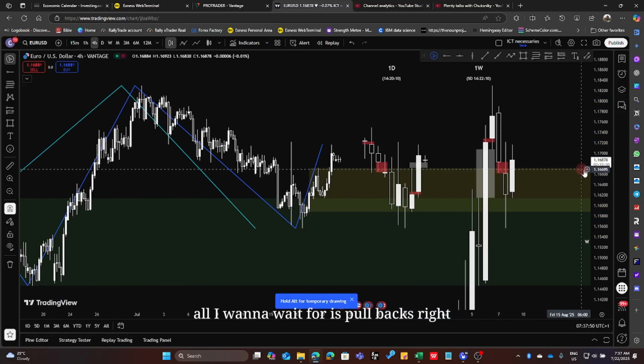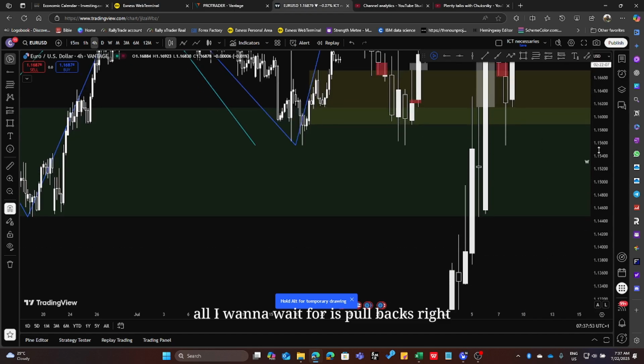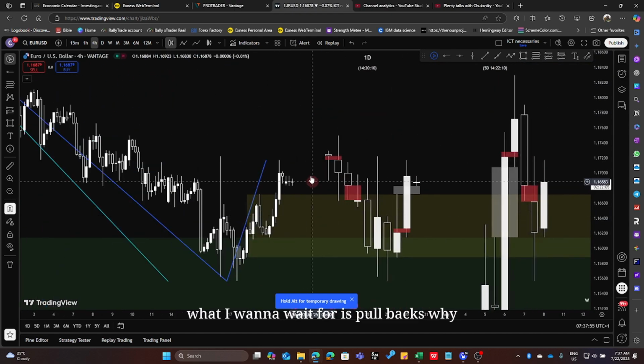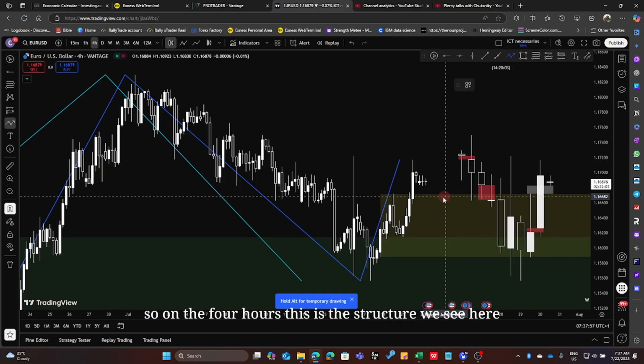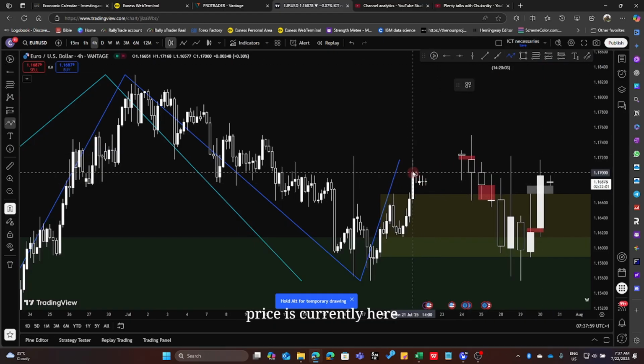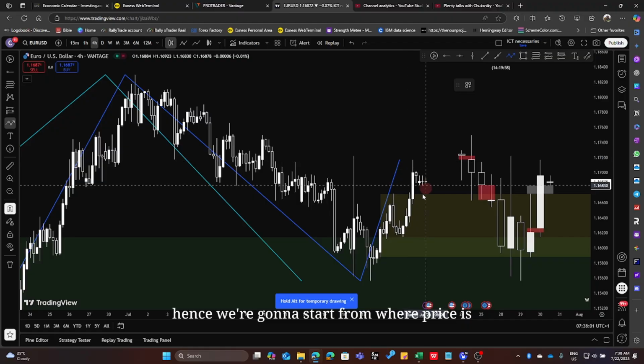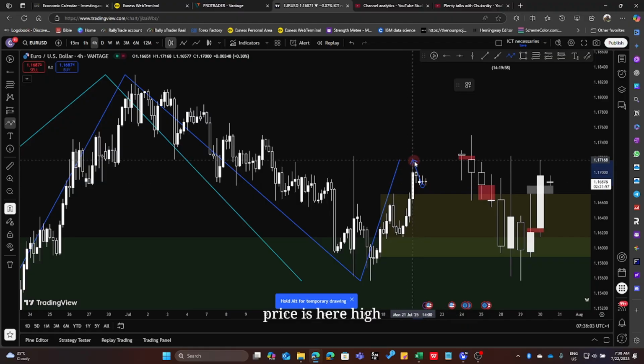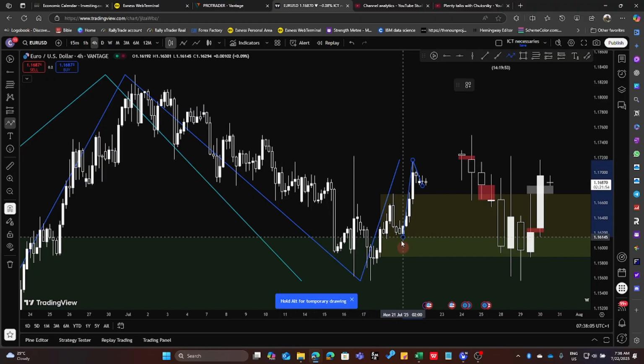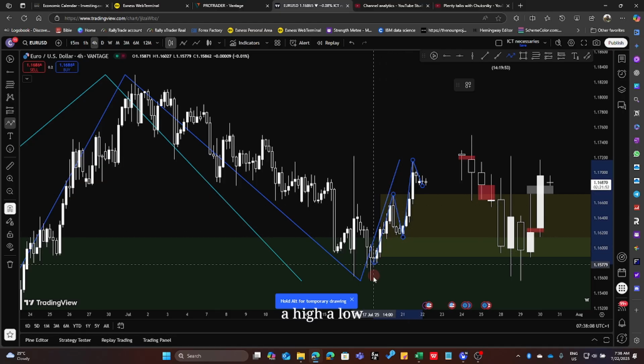So with this, all I want to wait for is pullbacks. On the 4 hours, what I want to wait for is pullbacks. Why? On the 4 hours, this is the structure we see here. Price is currently here. Hence, we're going to start from where price is. Price is here. High, low. A high, a low. A high.